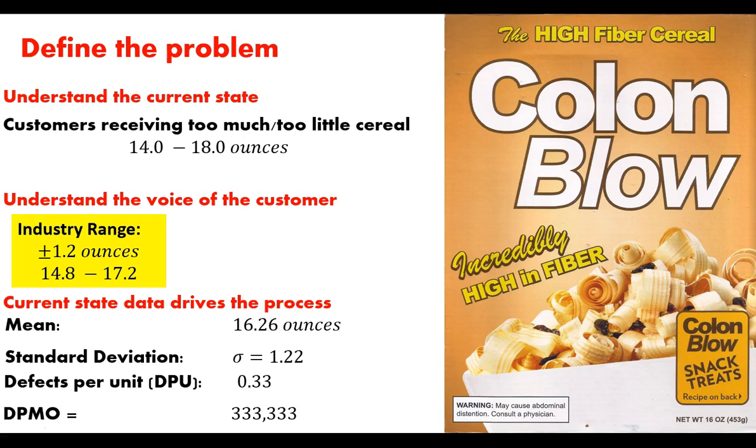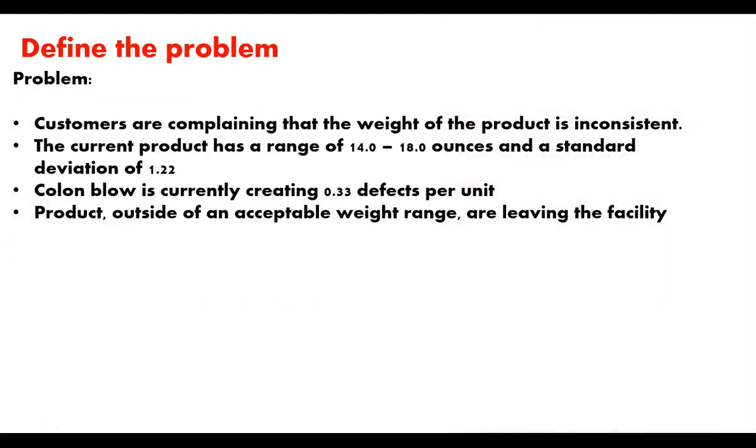So in establishing how to define this problem, we can pretty well look at it through that lens. If we were to try and articulate this problem, we could say that customers are complaining that the weight of the product is inconsistent, and the current product has a range of 14 to 18 ounces and a standard deviation of 1.22. The process is currently creating 0.33 defects per unit, so 1/3 of our product is defective, and product outside of an acceptable weight range is leaving the facility, which really sums up the problem well.